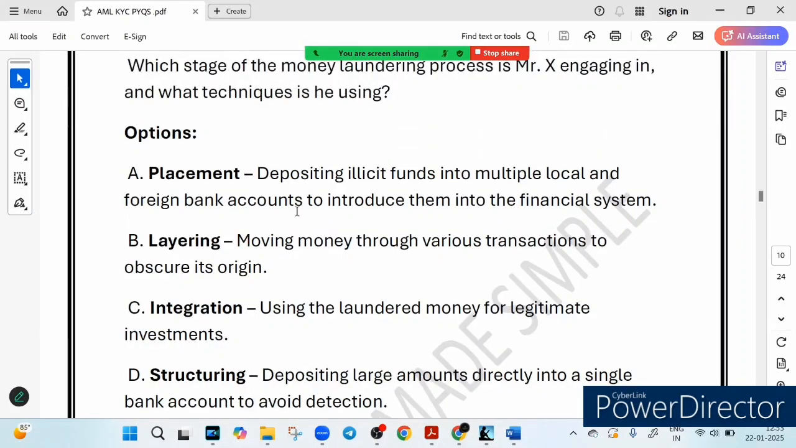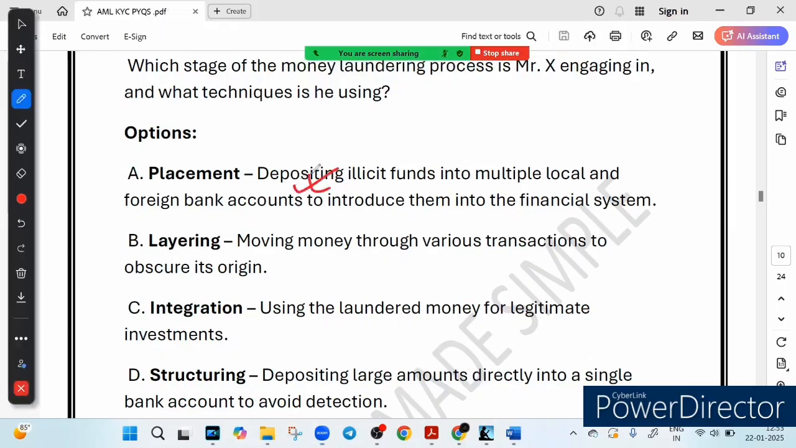So this is the case study. Now the question is, which stage of the money laundering process is Mr. X engaging in? Placement, layering, integration or structuring. You must be clear with all the stages because questions are asked every year from stages, right? What do you think? First option says placement. Yes, absolutely correct. Placement is the first stage of money laundering. This is where illegal cash is introduced into the financial system. Mr. X deposits a small amount into multiple accounts locally and internationally, which makes it hard for authorities to track the funds. Smuggling funds abroad is another classic placement technique. So placement is correct.